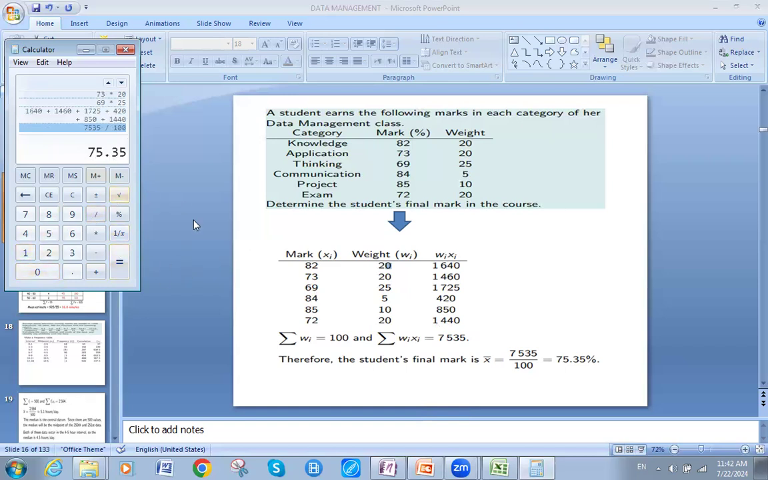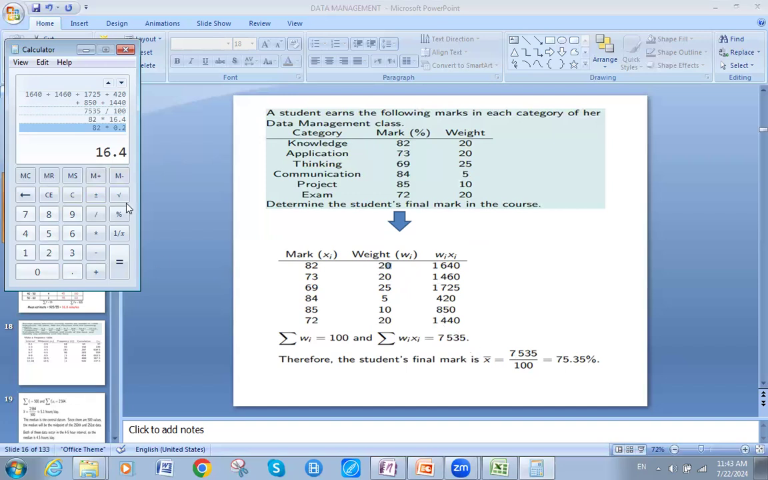That will equal 75.35. Another way is to multiply 82 by 20%, which will give me 16.40. This is one way. Another way is to take the 82 marks and multiply it by 0.2: 82 times 0.2 will equal 16.4. And so on for the rest.